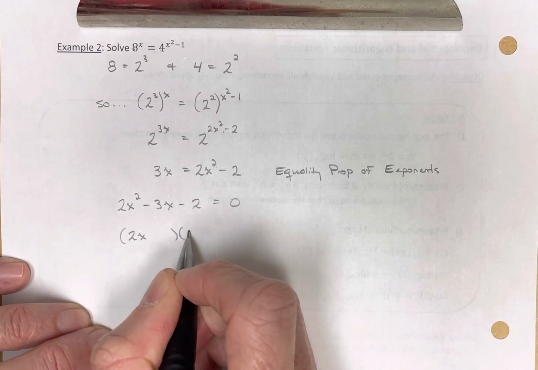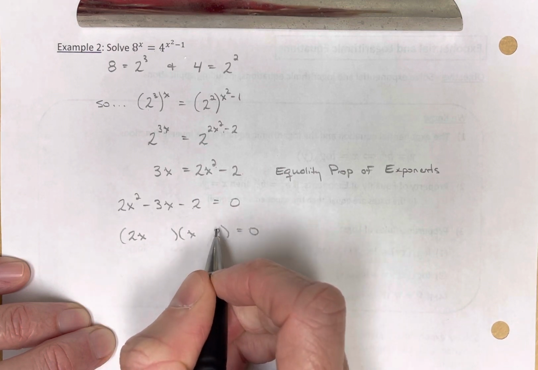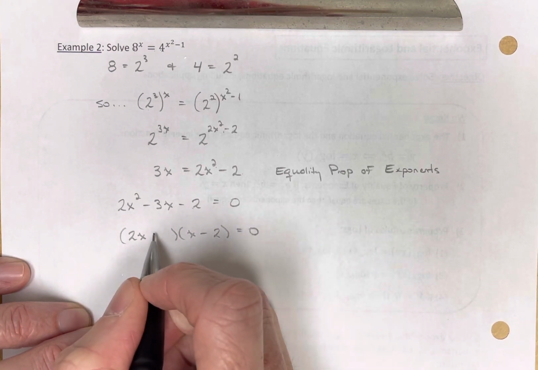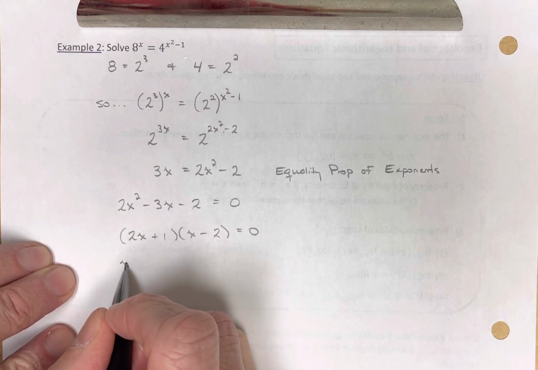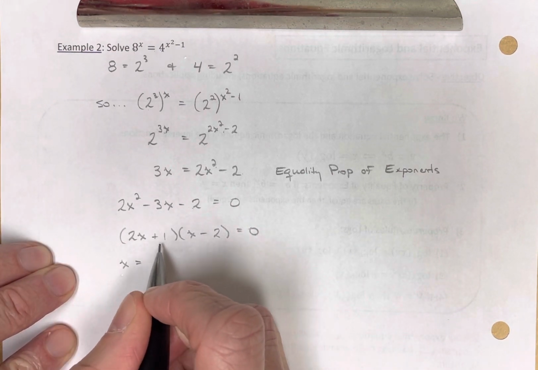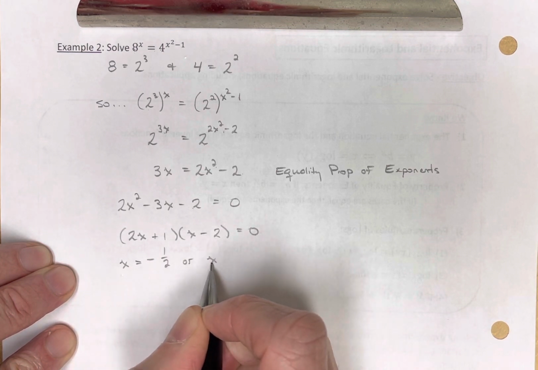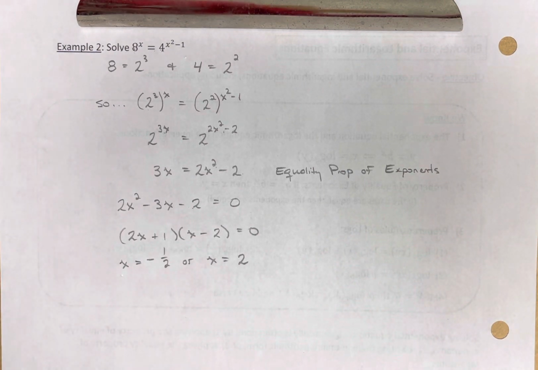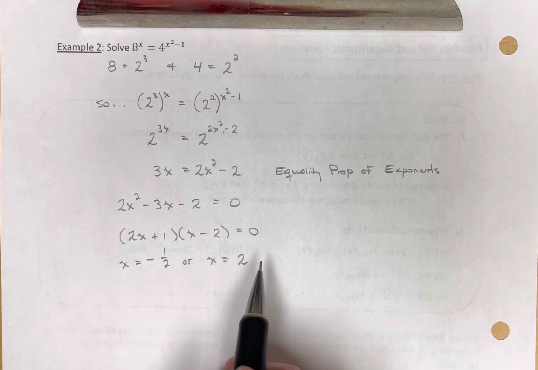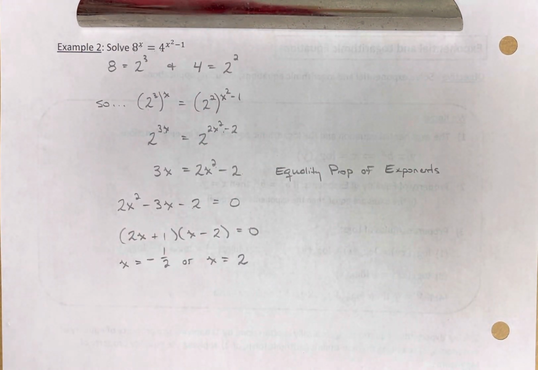I know the answer, obviously, and I can factor this as (x minus 2) and (2x plus 1) like that. So x is equal to negative 1/2, or x is equal to positive 2. Those are my two possibilities. Okay, I can check these. I put both of these numbers into here and see if they work.